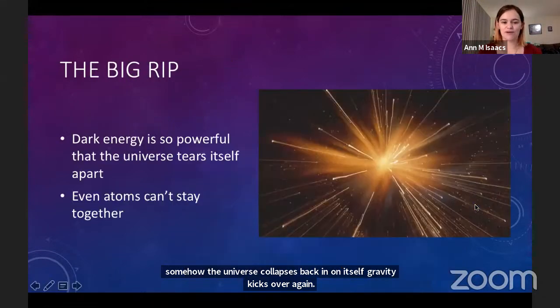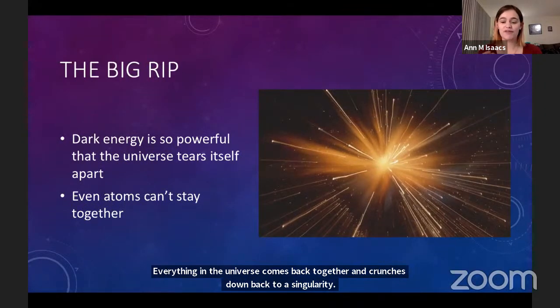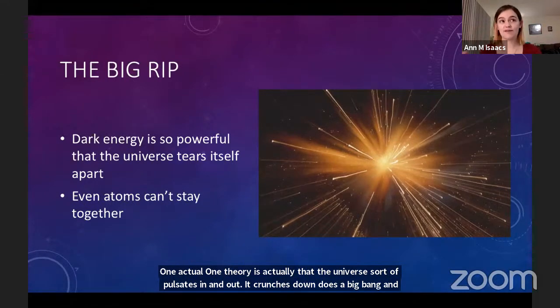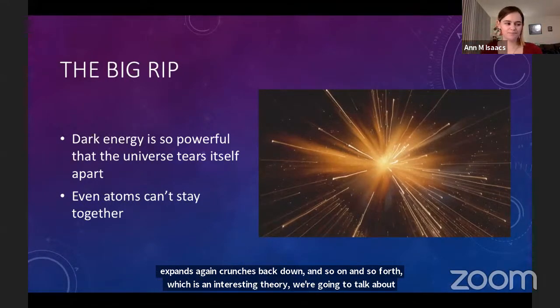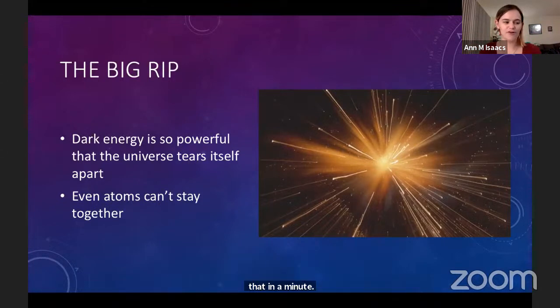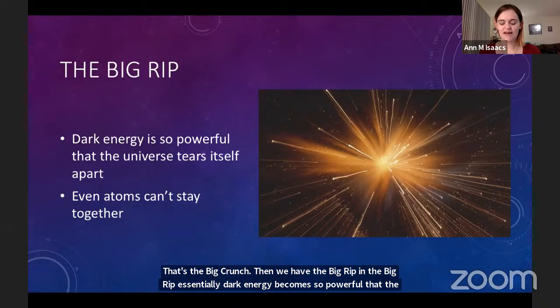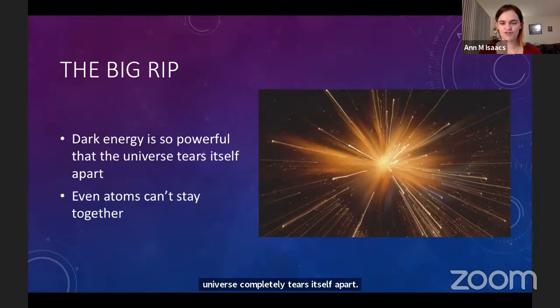Then we have the Big Rip. In the Big Rip, essentially dark energy becomes so powerful that the universe completely tears itself apart. Even atoms can't stay together. So essentially, dark energy will become so powerful that no other force in the universe can keep things together, and everything is just torn apart completely, and it all just falls to pieces. A little bit nerve-wracking. Again, we'll talk about the likelihood in a minute.